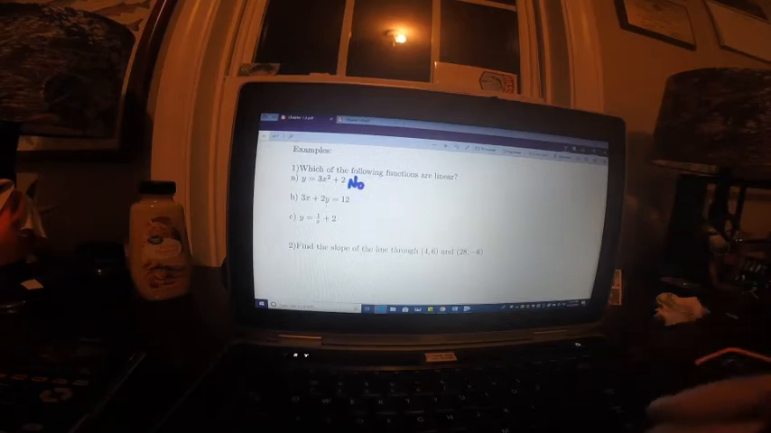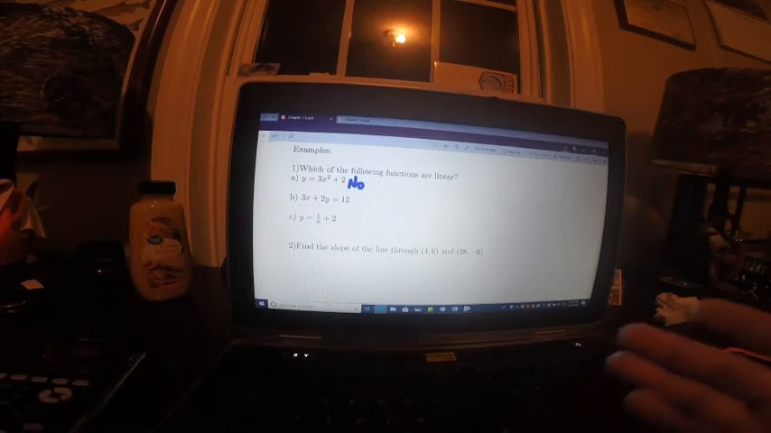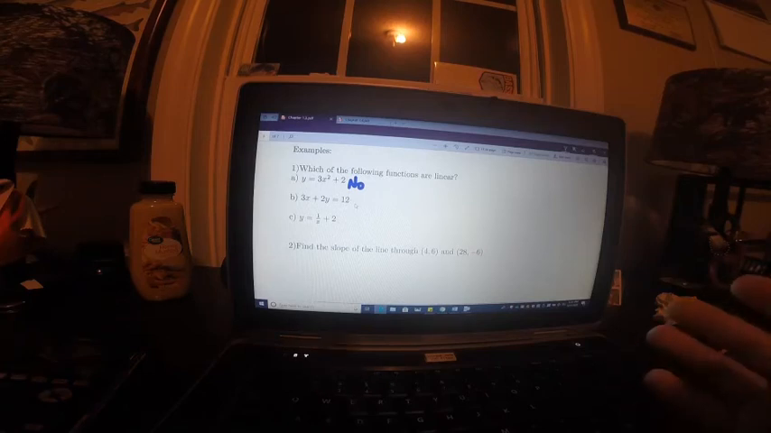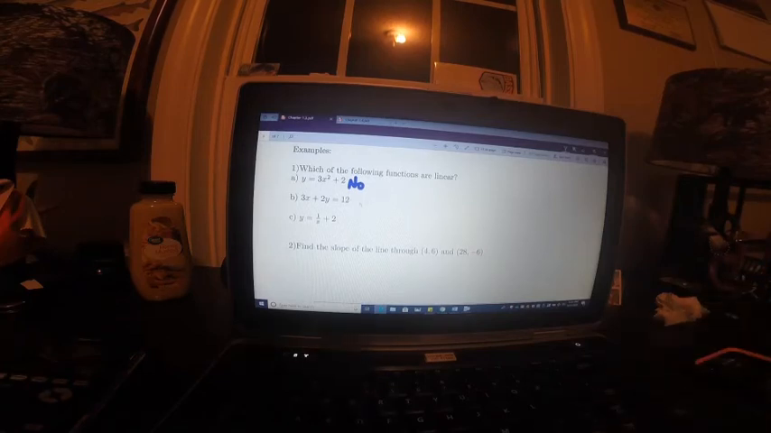This one actually, if we solve for y, I believe it's going to be linear. And it's kind of an important step to solve for y just to make sure. So if I solve for y here, I'm going to subtract this 3x from both sides.